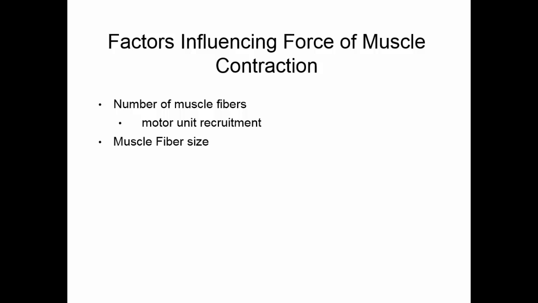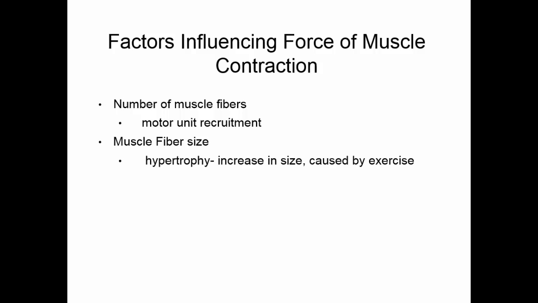So here we see the number of fibers recruited, the size of the fiber, the frequency, and how stretched the muscle is. The number of muscle fibers has to do with motor unit recruitment. The more we stimulate a muscle, the more motor units get recruited. The more motor units that are recruited, the stronger the contraction. Muscle fiber size means that there will be more myofilaments to be involved in contracting.